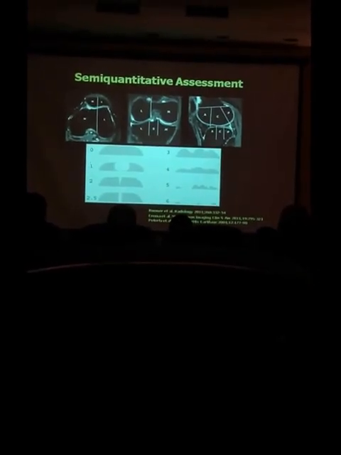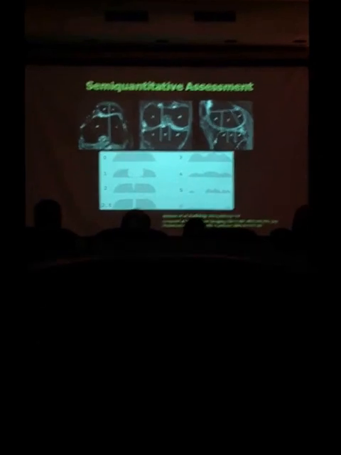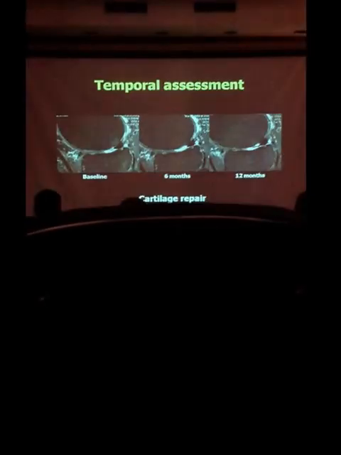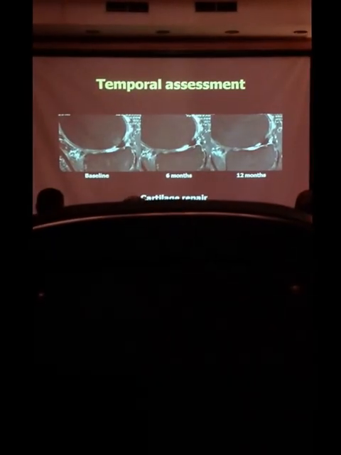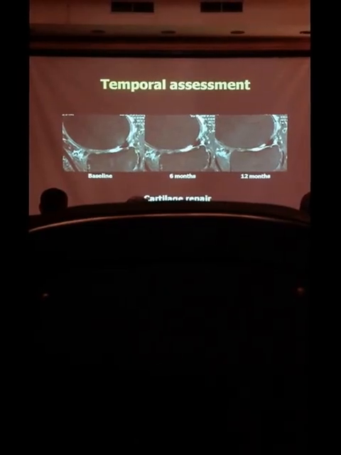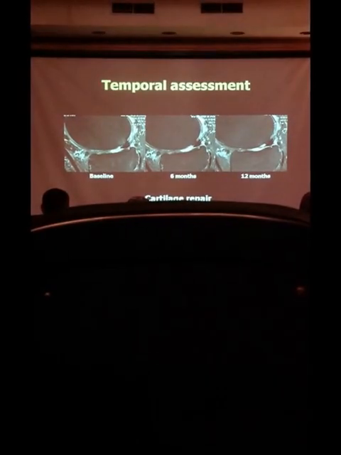We divide the joint in several regions, and we try to score cartilage using this very complex scoring system. And this is important for us in clinical research because we can depict very small changes over time when we are following patients for natural history studies or for interventional studies, like in this case.